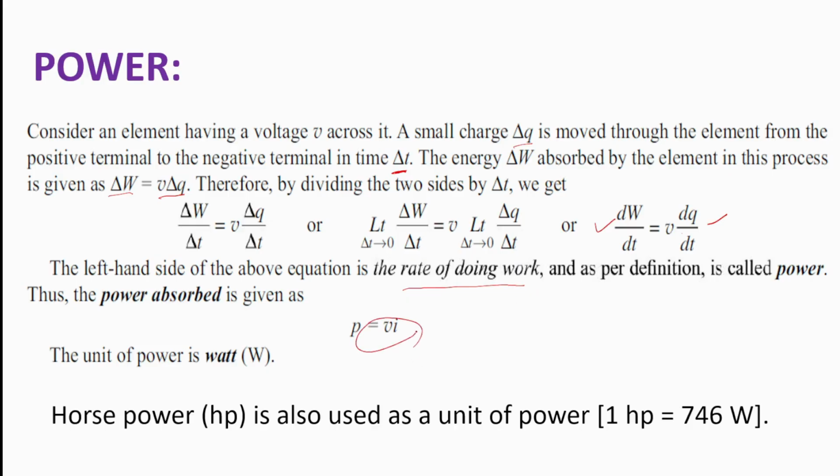So you can represent this as P equal to VI. So here the power can be represented in terms of V into I. The unit of power is watt. Horsepower is also used as a unit of power, which is 746 watts.